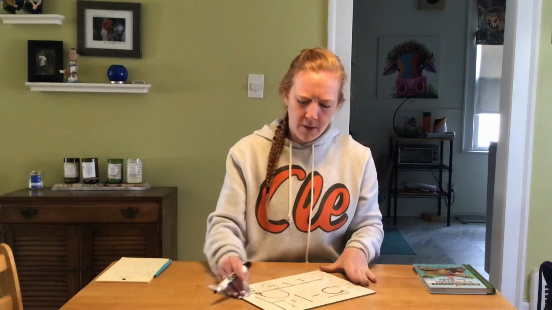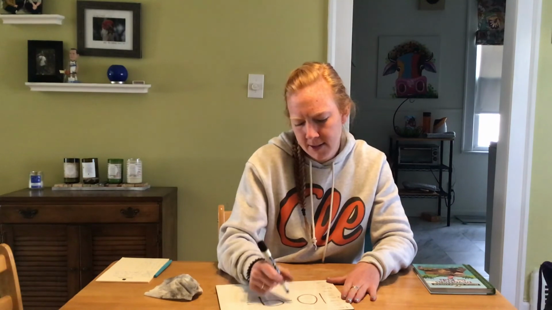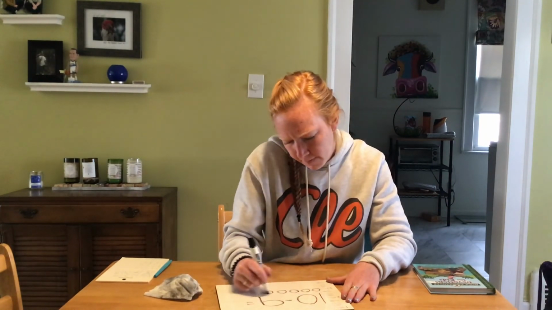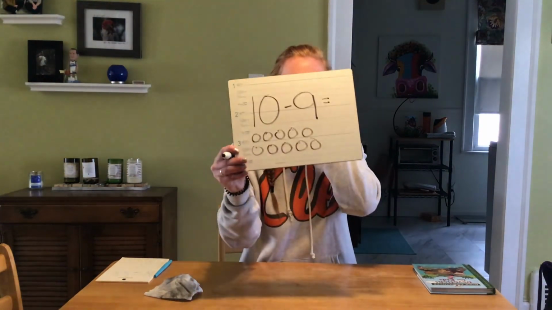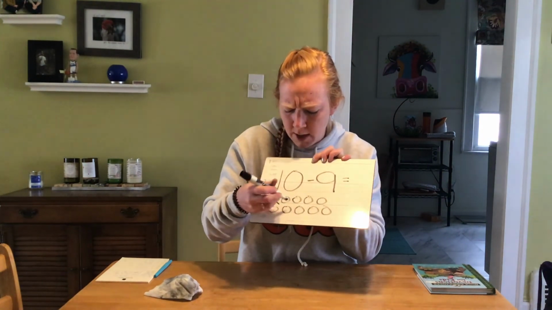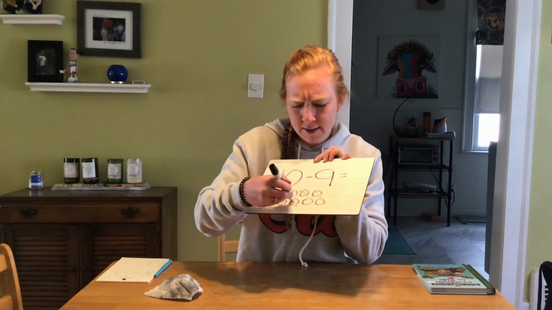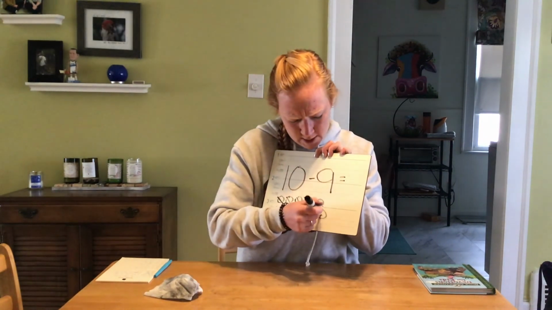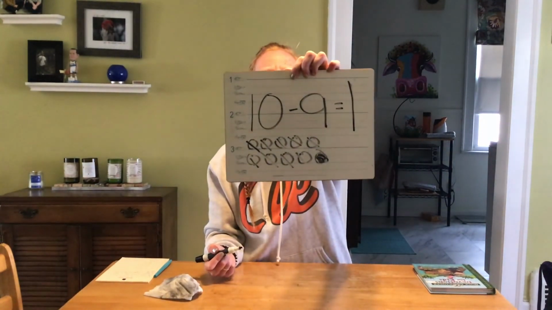All right, one more for us today. I'll make it a tricky one. We have 10 minus 9. We have 10 take away 9. So if I started with 10 donuts and I came along and ate 9, 1, 2, 3, 4, 5, 6, 7, 8, 9, I'm left with just 1. 10 minus 9 is 1.